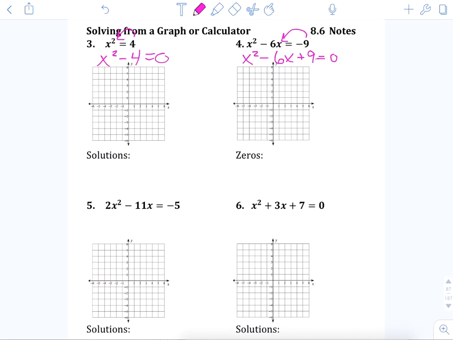Okay? One more, number 5. We are moving the -5. We got 2x squared -11x plus 5 equals 0. Number 6 is already done for us, okay?